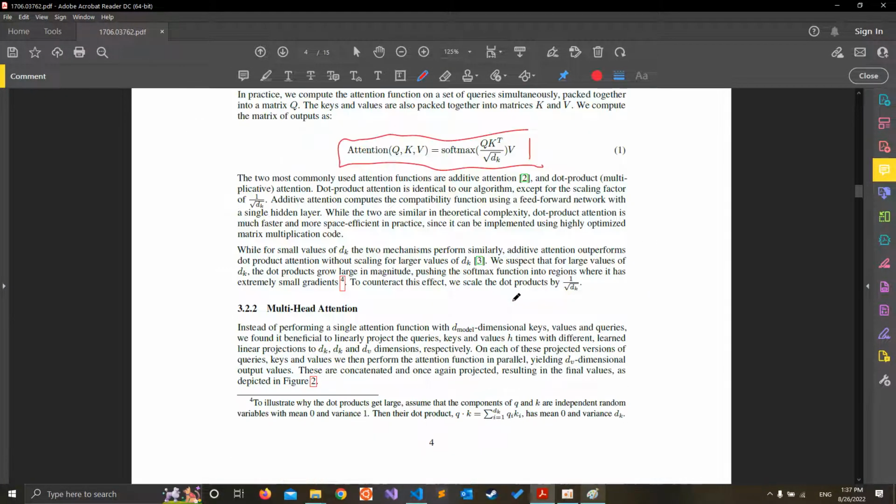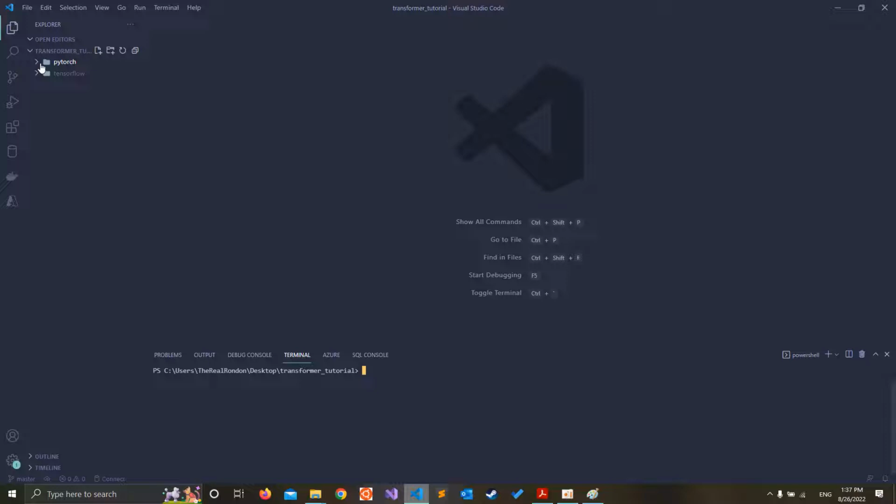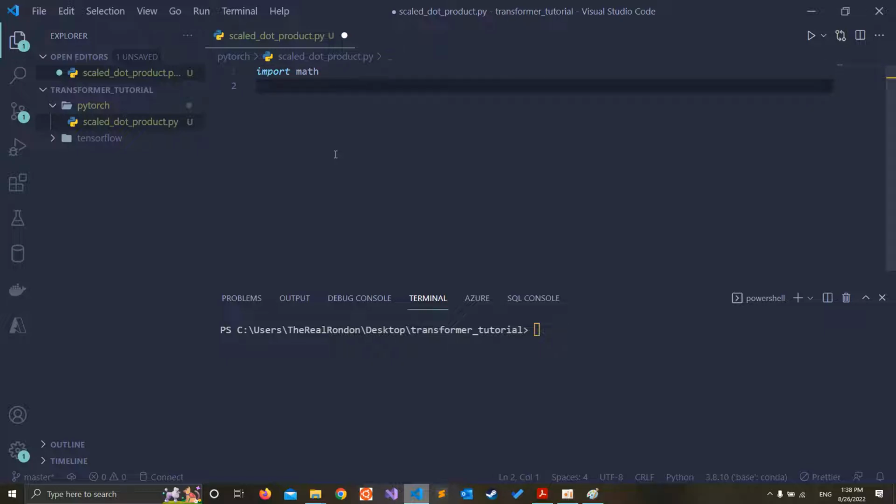Now we are going to implement this scaled dot product here, both in TensorFlow and PyTorch, to understand it better. Let me do it in here. First, I'm going to use PyTorch. So I create a new file, which we can call scaled_dot_product.py, and we are going to implement it here. We're going to need math, and from torch we are going to use nn, which is the neural network. Now we are going to implement that scaled dot product.